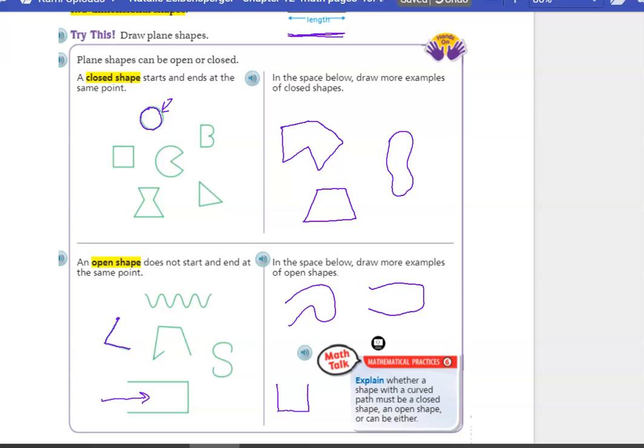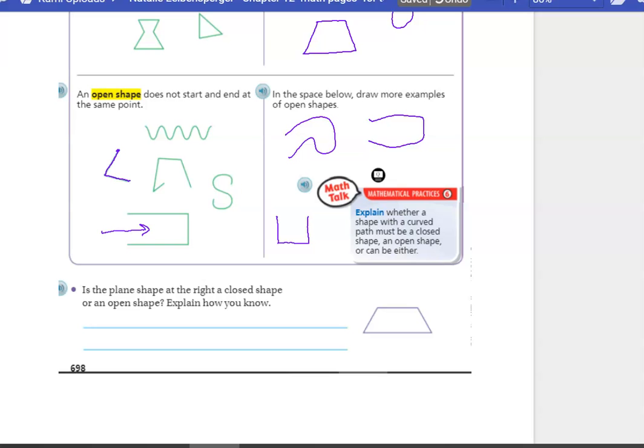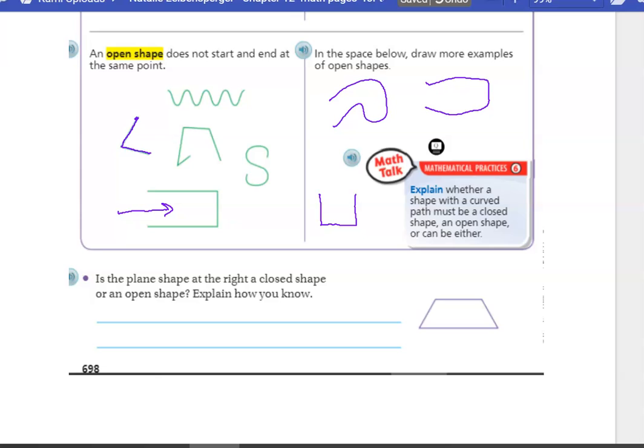Okay, so now that you know the difference between closed and open shapes, we're going to give this one a try, and then we'll go on to some other problems. So make sure that you're following along in your book as we're going. Is the plane shape at the right a closed shape or an open shape? Explain how you know. Well, let's try.